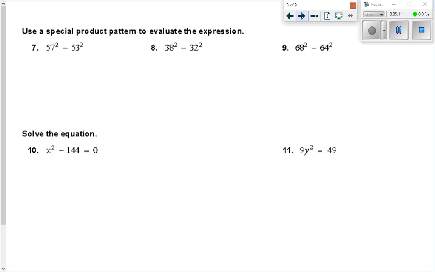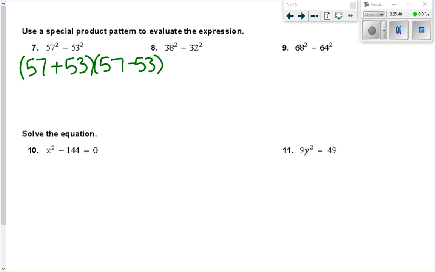Now, these look a little different because we don't have any variables. But guess what? These are actually really, really easy to solve. Who can tell me what 57 squared is? Probably no one without a calculator. But you know what we can do is see there is a pattern. We have square numbers and a negative. So we know that this is a difference of squares, and we can factor it out like that.